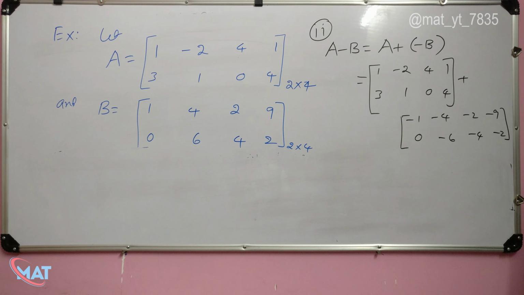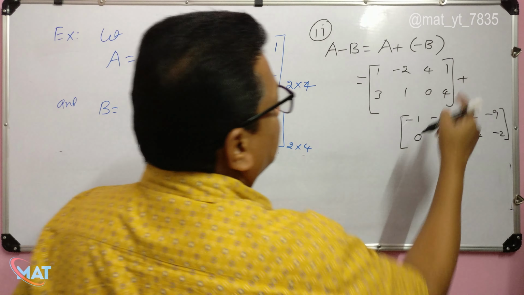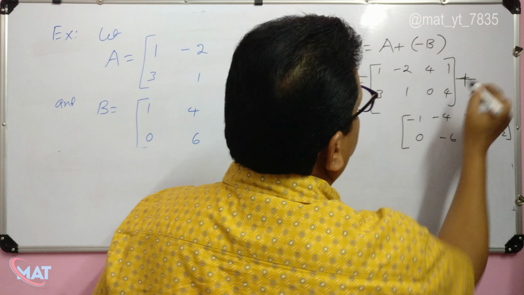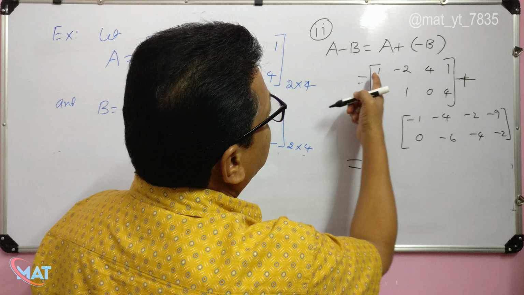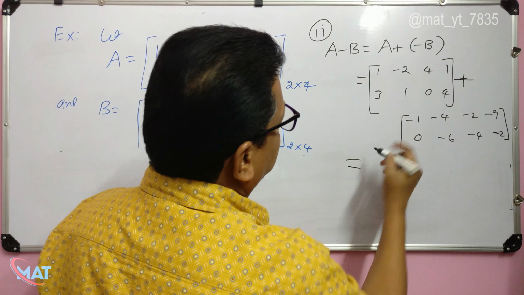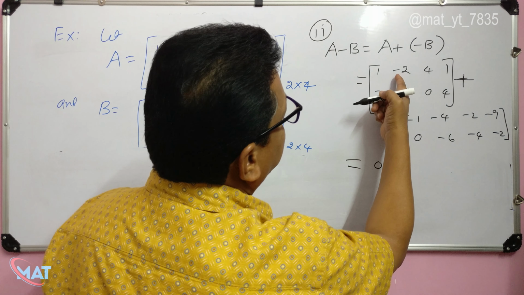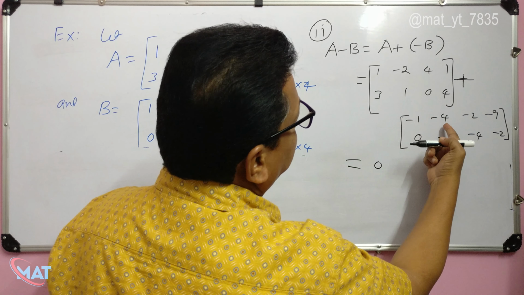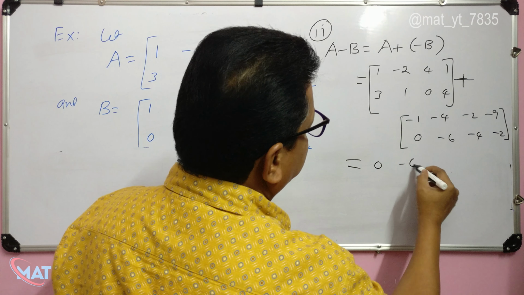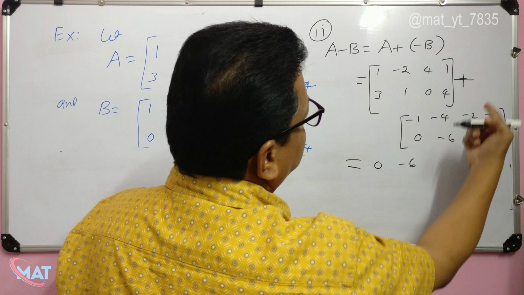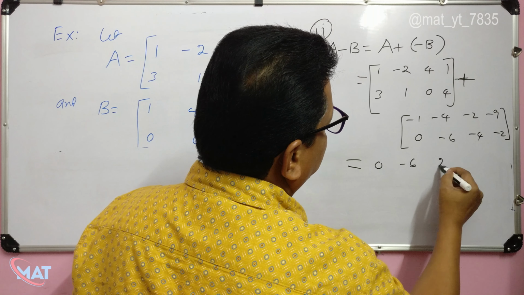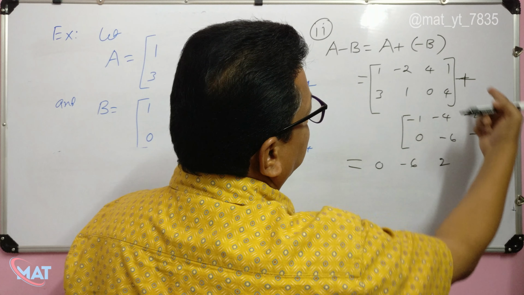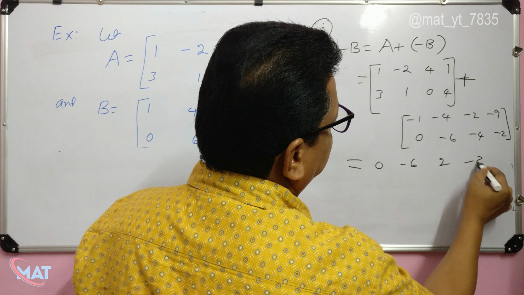Now carefully you have to add corresponding elements. 1 plus negative 1, 0. Negative 2 plus negative 4, negative 6. 4 plus negative 2, it is 2. 1 plus negative 9, it is negative 8.